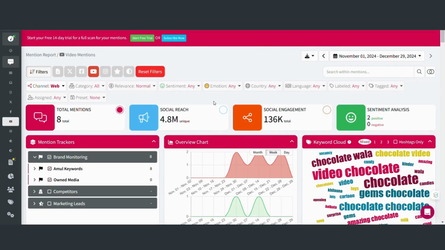So next is video mentions. Video content is crucial for brand storytelling and Mentionlytics' video mentions feature tracks mentions of Amul in video platforms like YouTube. For example, we can see reviews of Amul products or discussions in video blogs, giving us insights into visual content trends.